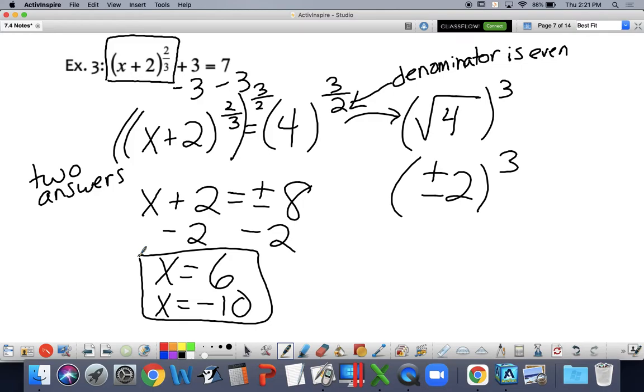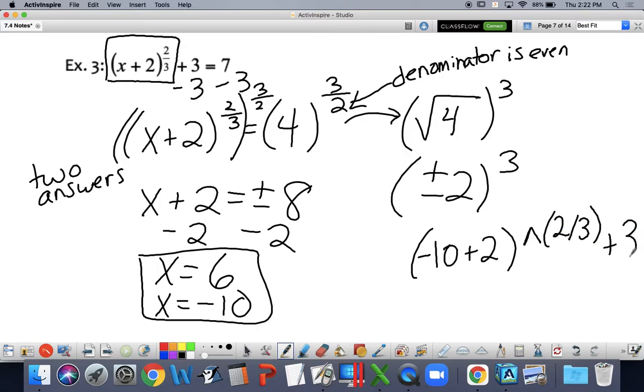Make sure you know how to type this in your calculator so you feel confident doing it. And type it in just like it looks, like for our negative 10 group. Negative 10 plus 2, notice it's in parentheses, caret, 2/3, plus 3. If you have the black calculators, you probably don't need these parentheses for your exponent. For those gray calculators, you will need those parentheses. This side, does it work? Yep. That side, does it work? No. Perfect. We have 2 answers.